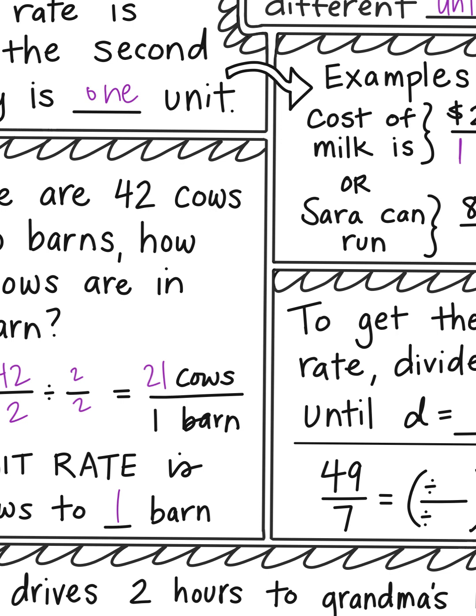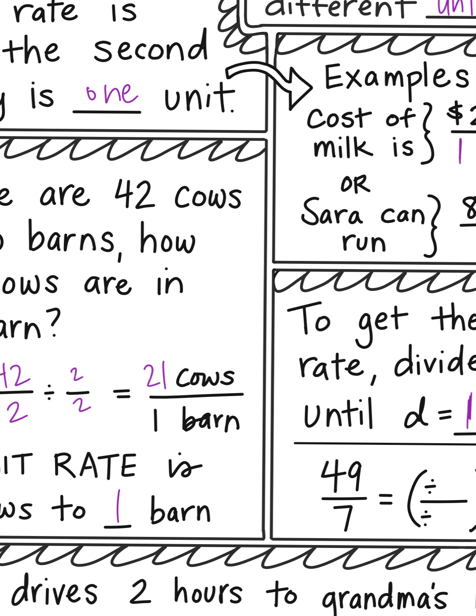To get the unit rate, you're going to divide both the numerator and the denominator until the denominator equals 1. So it's kind of like simplifying fractions, but remember, ratios can be represented as a fraction. Rates are the same way. You can set up a rate as a fraction. You reduce the same way.